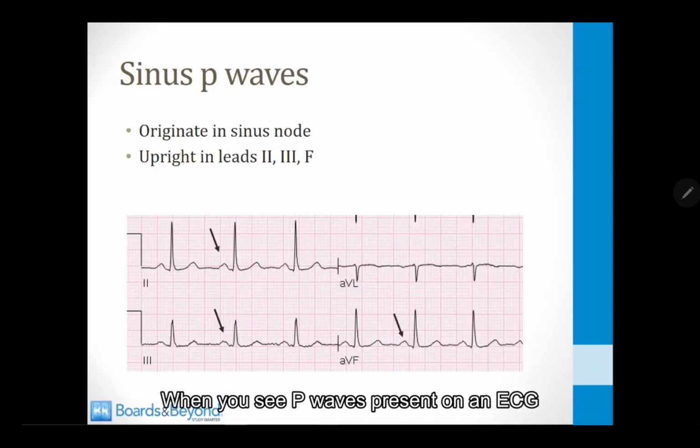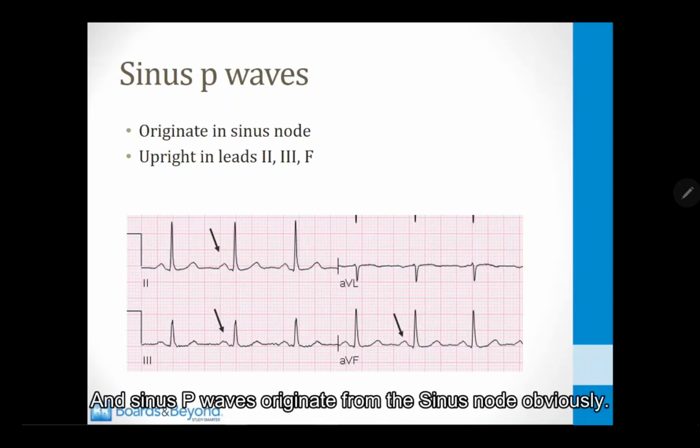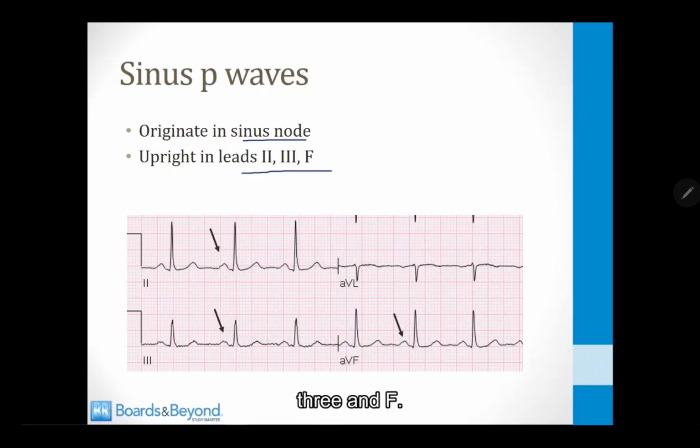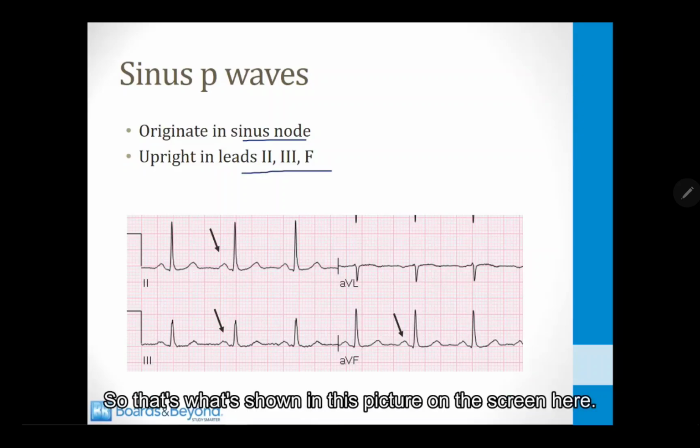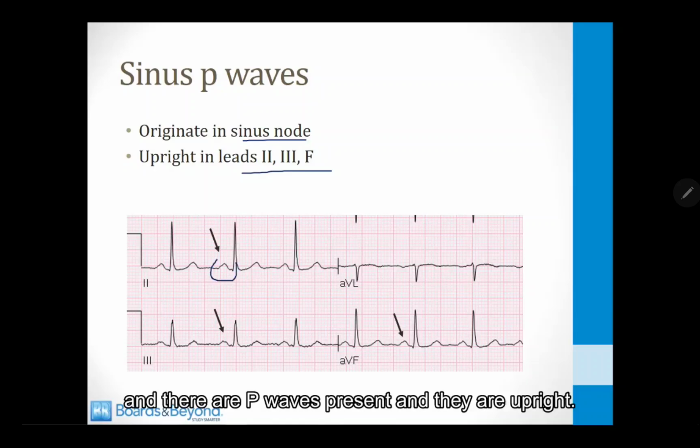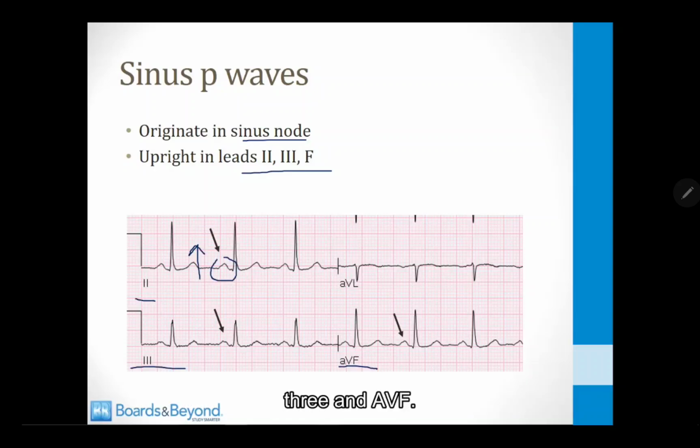When you see P waves present on an ECG, most likely you're looking at sinus rhythm, and sinus P waves originate from the sinus node, obviously. And because they originate from this location in the right atrium, they will generate P waves that are upright in the inferior leads 2, 3, and aVF. So that's what's shown in this picture on the screen here. This is a patient with normal sinus rhythm, and there are P waves present, and they are upright, in other words, pointing in this direction in leads 2, 3, and aVF.